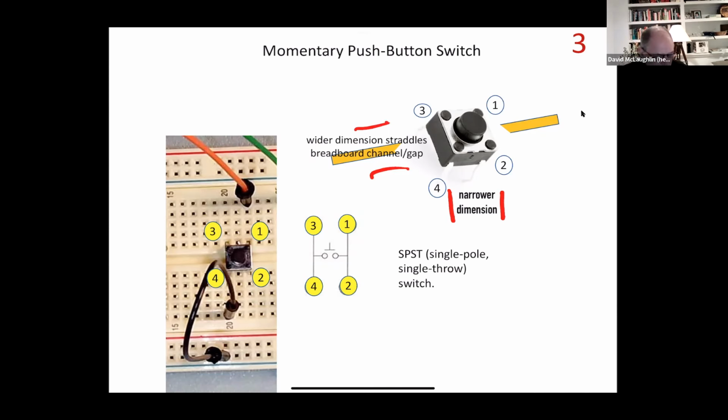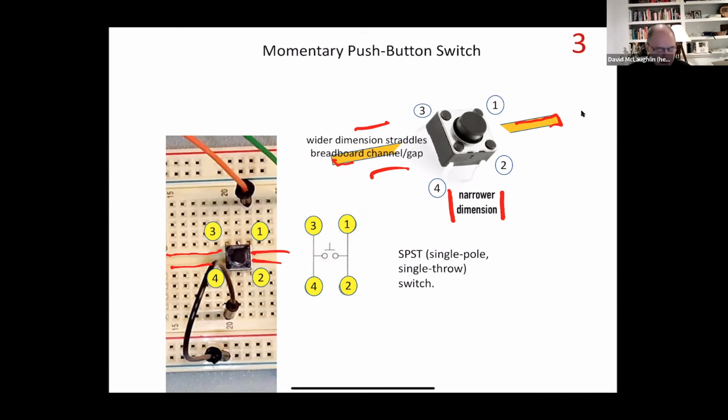And what this thing here represents is the channel or the gap inside the breadboard. You know, that's this thing here. Okay, that runs the length of the breadboard. And so the wide dimension will straddle that gap when you push these into the breadboard. So that's the first point. Okay, that's how they go into the breadboard.